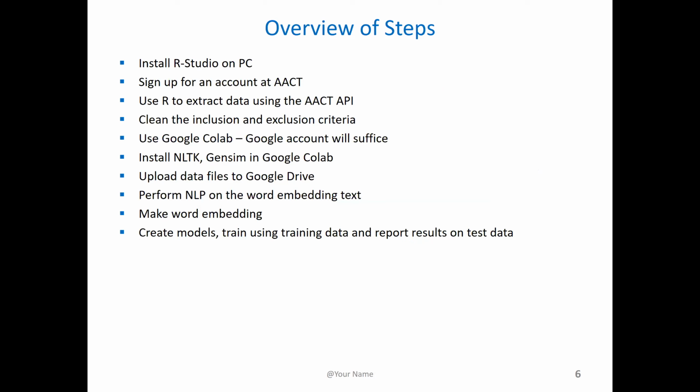The next part is to clean the inclusion-exclusion criteria, and then get an account in Google so that you can use Google Colab. Install NLTK and Gensim, and in Google Colab, upload all of the data files that you get from the R code into the Google Drive. Perform NLP on the word embedding text, create the word embedding, and then create the models, train them using the training data, and then measure the performance on the test data.